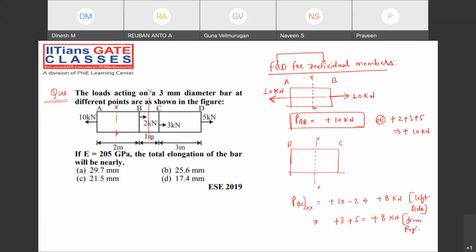Are you understanding my point? All of you are understanding my point? Perfect. Now if I simply ask you what should be the CD force, what will be the force in CD member?